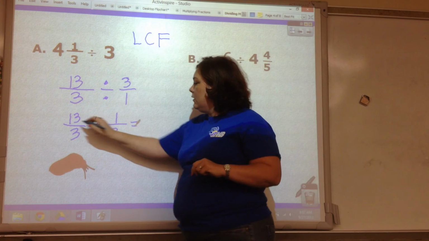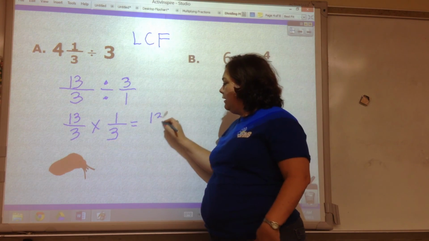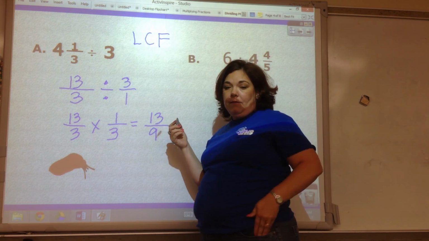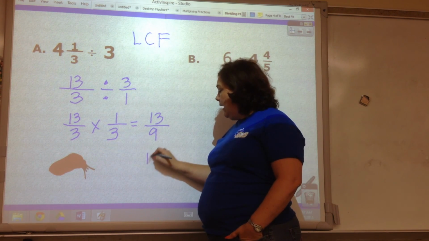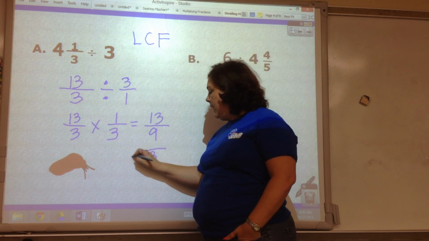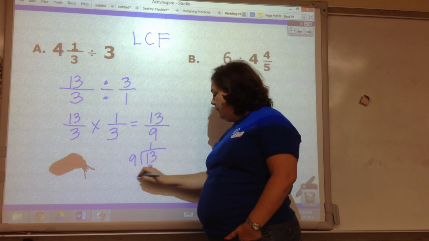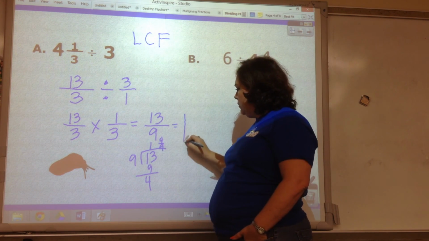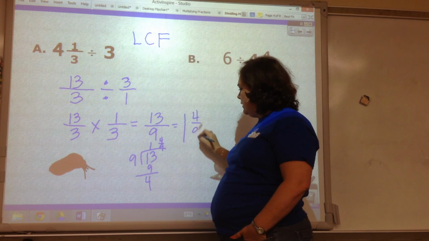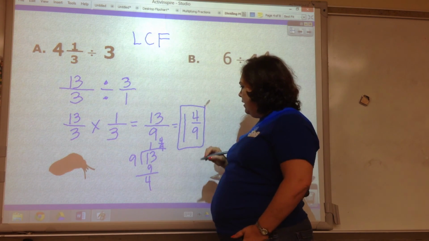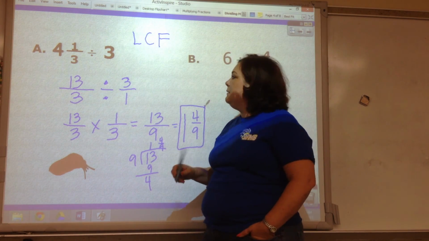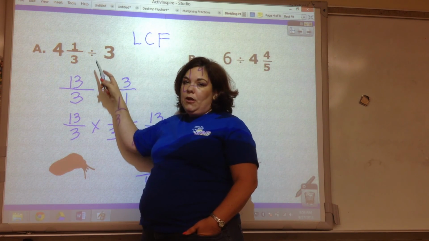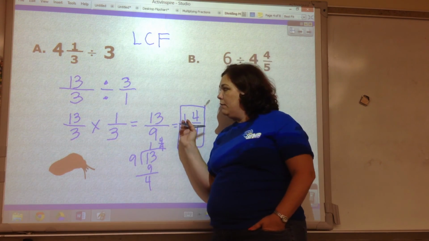So now my answer, I multiply straight across, 13, multiply straight across, 9. Now this is an improper fraction. I have to turn it into a mixed number. To do that, I divide 13 divided by 9. That goes in one time. And 4, so 4 ninths. So my answer is 1 and 4 ninths. And it is a mixed number. And that makes sense because I'm taking a bigger number, dividing it by a smaller number, so I would get a number greater than 1.